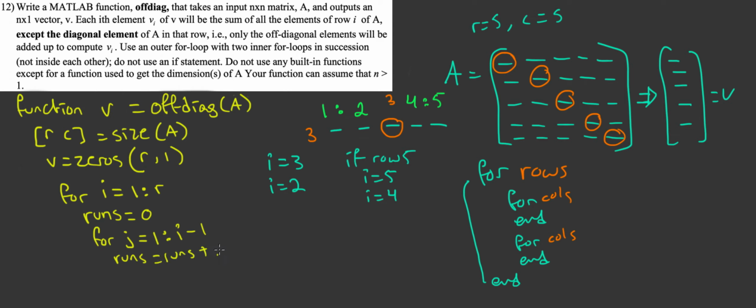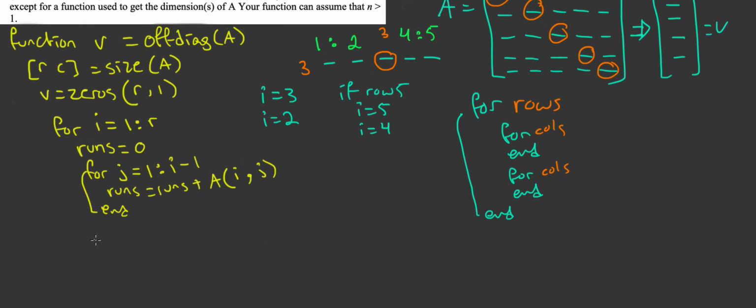and we're going to index. So we're going to say A, which is our matrix, and the row we're on is I, and the column we're on is J. And we're going to end that for loop. Then we're going to start our next for loop. So we're going to have for, and we're going to still use J here, equals.